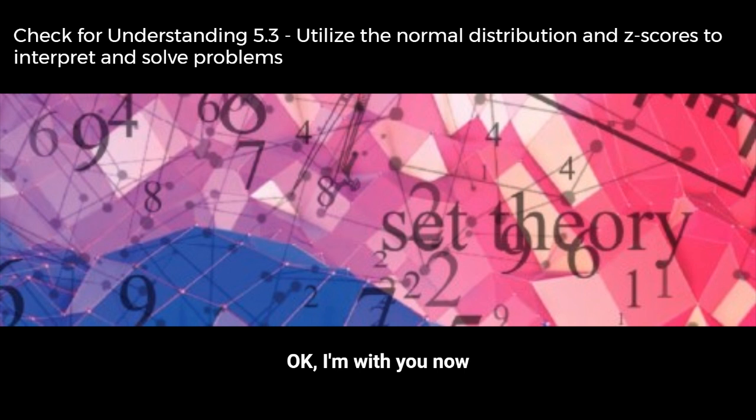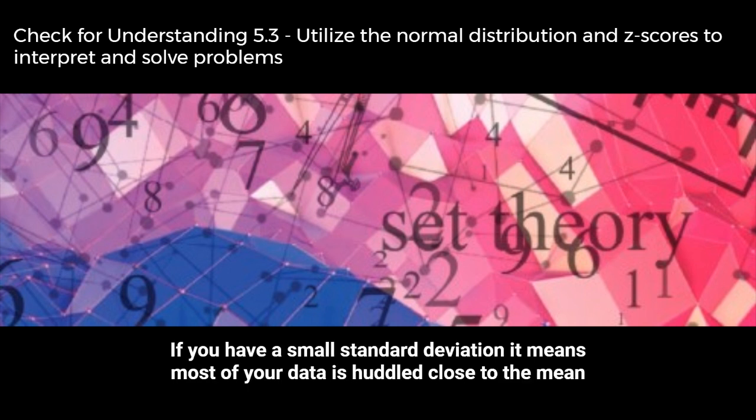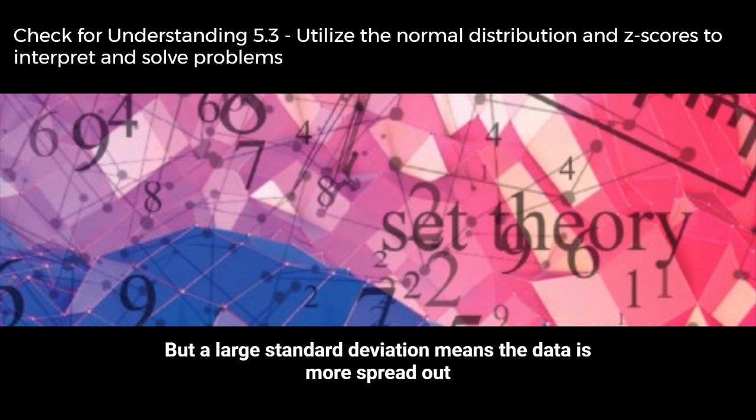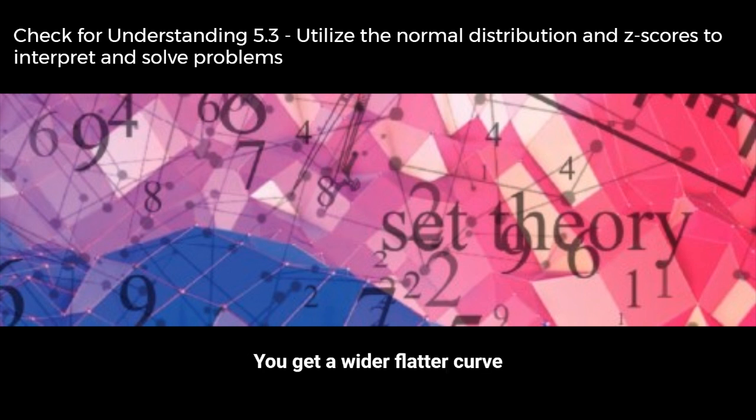Okay, I'm with you. Now, if you have a small standard deviation, it means most of your data is huddled close to the mean. So you get a tall, skinny bell curve, but a large standard deviation means the data is more spread out. You get a wider, flatter curve. Same center point, just different degrees of spread. Okay, I'm visualizing that. Narrow peak, wide peak.